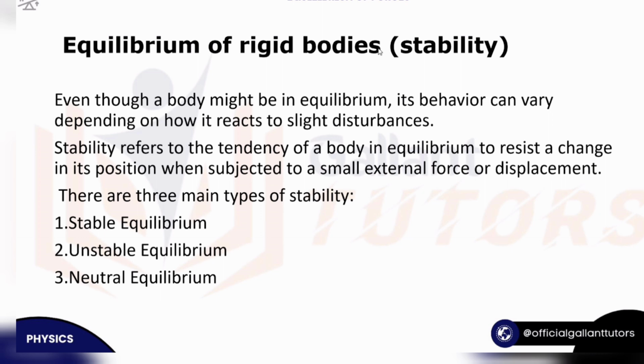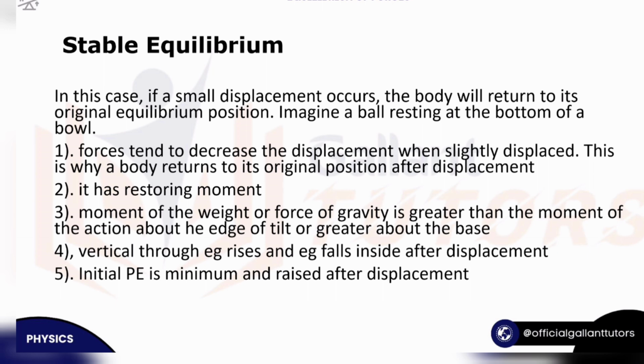Now, what is stability? When you hear stability, what does it mean? Stability refers to the tendency of a body in equilibrium to resist a change in its position when subjected to small external force or displacement. Is that clear? Now, there are three types of equilibrium of rigid body. One is stable equilibrium, the second is unstable equilibrium, and the last is neutral equilibrium. We're going to treat each of them singly, so you'll be able to understand it very well.